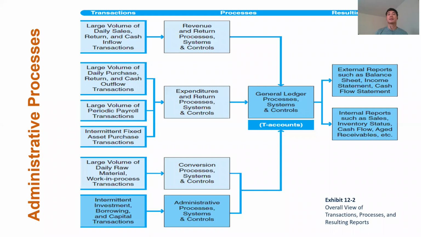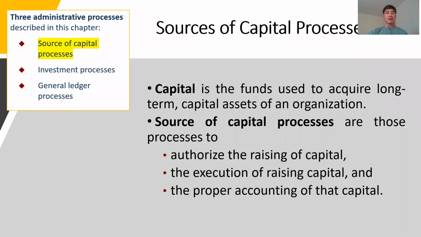This diagram is representative of the overall administrative process. We can see administrative processes could be processed from corporate transactions like intermittent investment, borrowing, and capital transactions before the general ledger processes. There are 3 administrative processes: source of capital processes, investments, and general ledger processes. So let's go to the first step, source of capital processes.